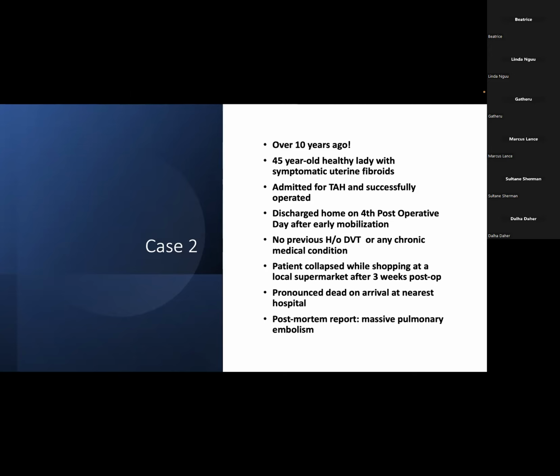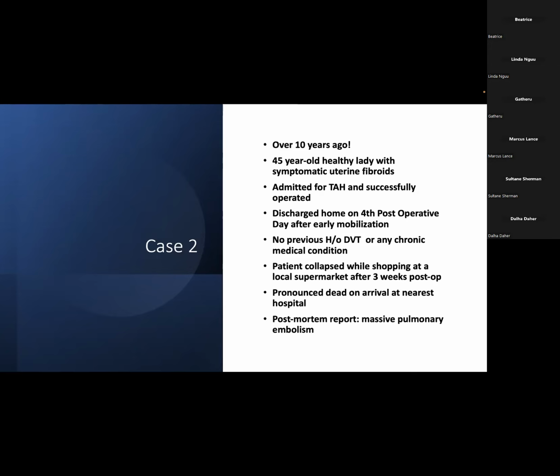She was a slim lady with a BMI of about 25 or less. And we had prescribed early mobilization, and she was very active. There was no previous history of DVT or any chronic medical condition. And even the uterus that was removed was non-malignant.